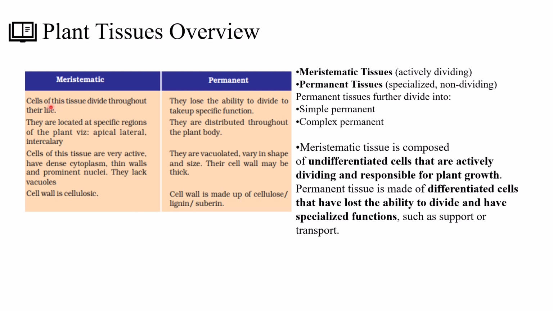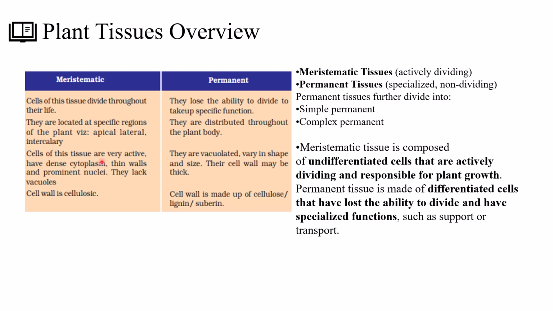Let's go through it. Cells of meristematic tissue divide throughout life, and in permanent tissue, they lose the ability to divide to take up a specific function. Meristematic tissues are located at specific regions of the plant: apical, lateral and intercalary. Permanent tissues are distributed throughout the plant body. We are going to discuss it in the upcoming slides, but till then, you just need to know this.